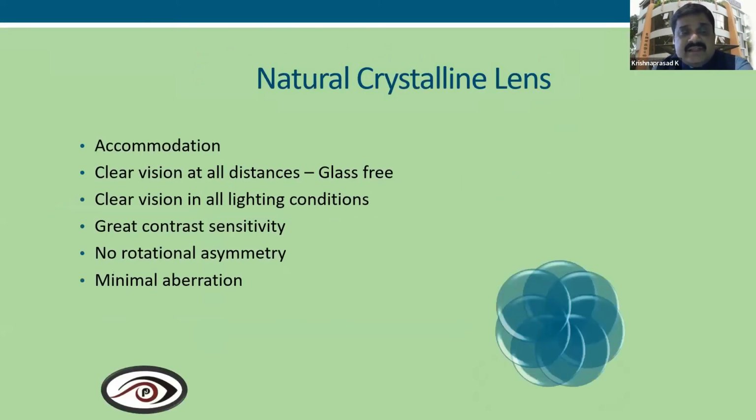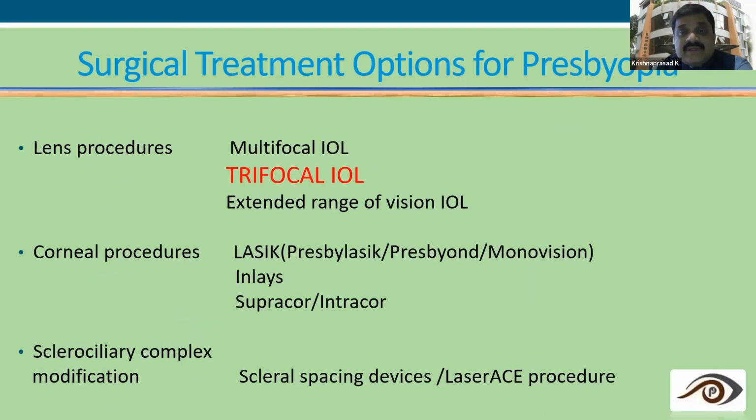As he already said, these are the greatest features of the natural crystalline lens, which has good accommodation in all distances, in all lighting conditions, with great contrast sensitivity and minimal aberration. These are the options for correcting presbyopia. EDOF has already been clearly told by Dr. Chinappa. I've been doing a lot of corneal procedures, especially Presbyond. I'm getting good results, but make sure that the patient doesn't have a cataract. Some of my friends have been doing something called a laser procedure.